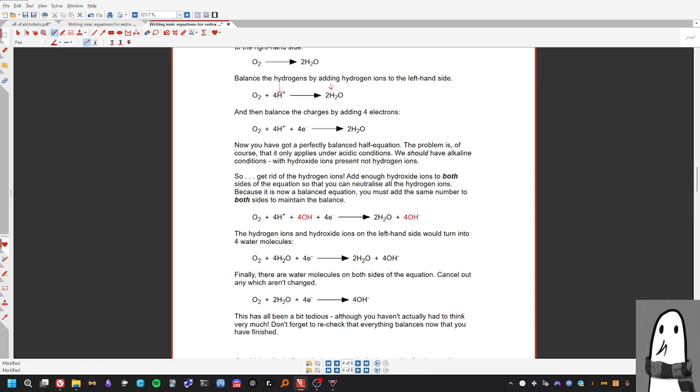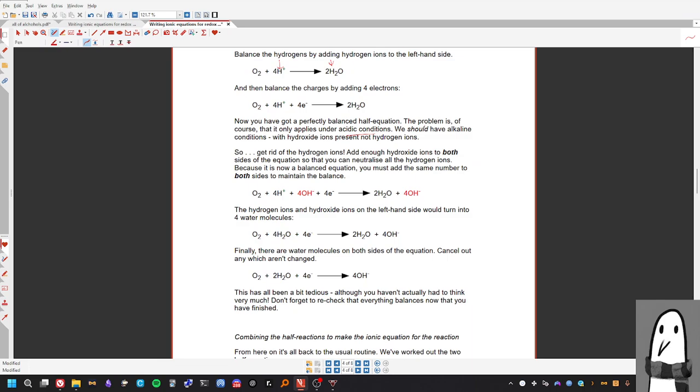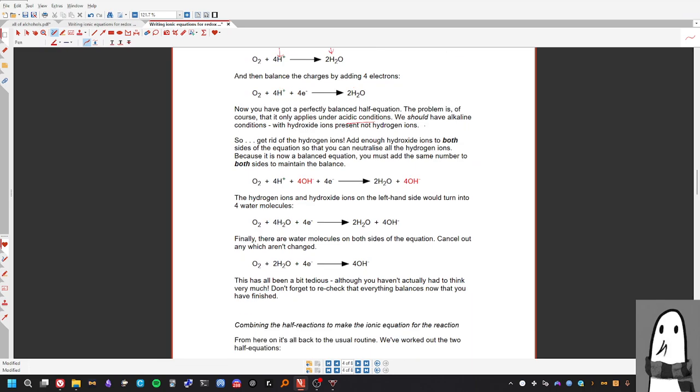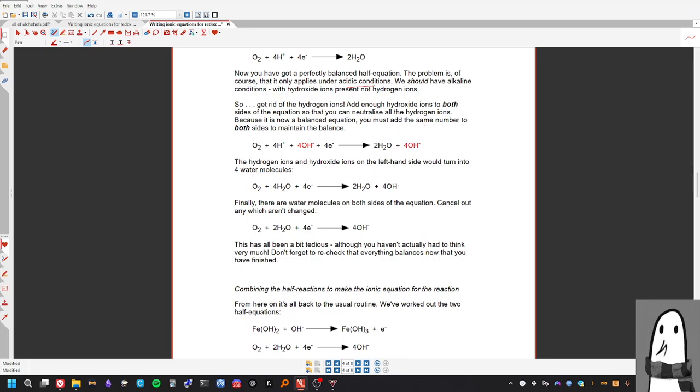Now that you have a perfectly balanced half equation, the problem is that it's under acidic conditions, so you're not going to have any H+ ions. In this case, we should have alkaline conditions with hydroxide ions. So get rid of the hydrogen ions by adding enough OH- ions to both sides to neutralize them. Because it's a balanced equation, you must add the same number to both sides to maintain the balance. We have 4H+, so you add 4OH-. Why do we add 4OH-? Because we add enough hydroxide ions to neutralize all the hydrogen ions.